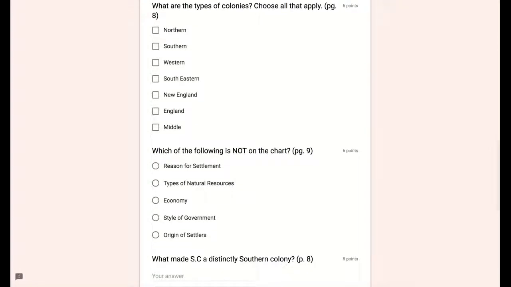What are the types of colonies? Choose all that apply. You can find the answer to this question on page 8. Northern, Southern, Western, Southeastern, New England, England, or Middle?